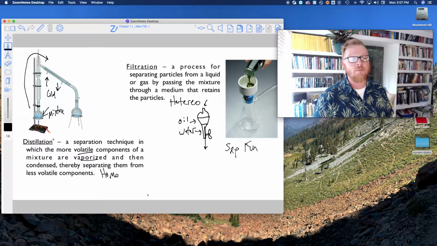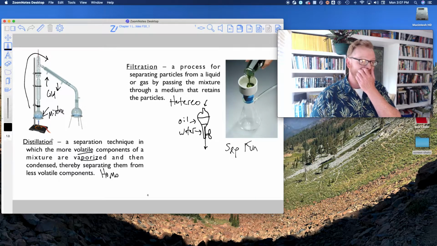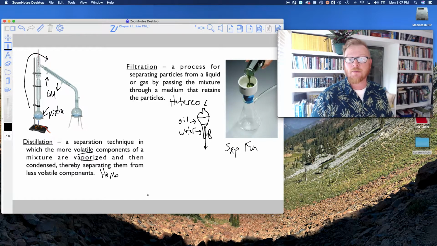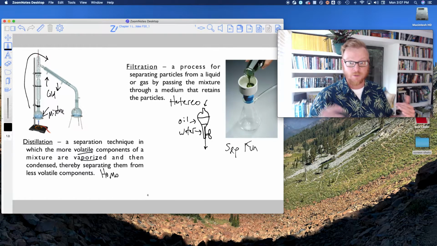So this is literally called a still, and this is how you make booze. This is how you make alcohol. You separate the alcohol from the water, and then the pure alcohol moves over to this side and thereby gets separated from the water.